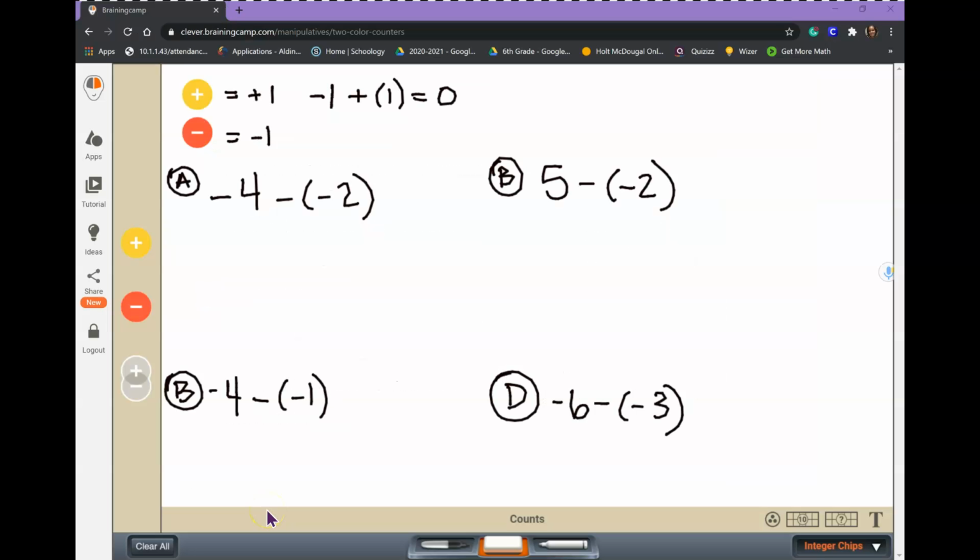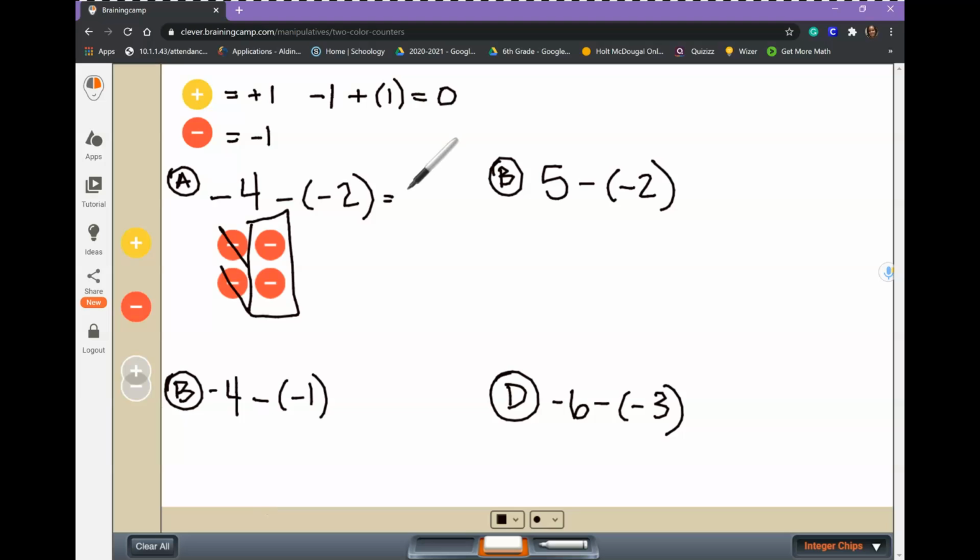Okay, so hi, this is Ms. Turner. I just wanted to share a few more examples with you on Braining Camp for subtracting integers. So the first one I want to look at is A. It says negative 4 minus 2. So I'm going to select 4 negative counters. 1, 2, 3, 4. So I modeled my negative 4. Then because I'm subtracting, I'm going to take away 2 of those. So on this model, I just have to cross out 1, 2. I'm left with 2 red counters or 2 negative counters. So my answer is negative 2.